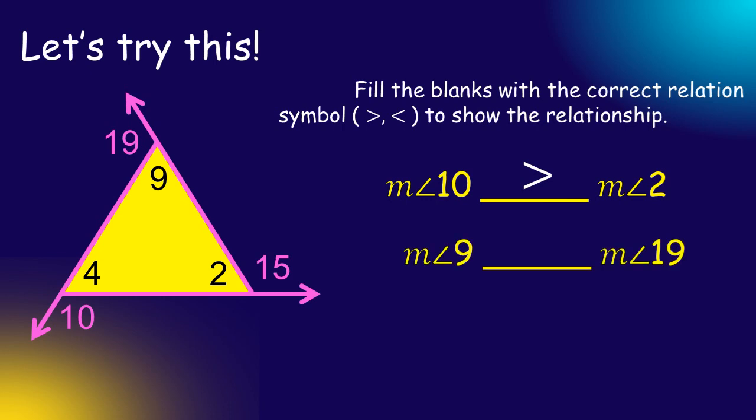How about this? Measure of angle 9 and measure of angle 19. Very good. This will be less than. The measure of angle 9 is less than the measure of angle 19. How about the last one? Measure of angle 4 and measure of angle 15. Very good. The measure of angle 4 is less than the measure of angle 15.